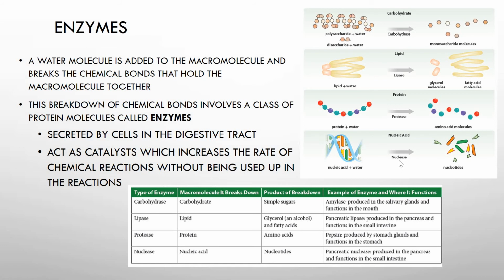A lot of different enzymes also end with ase in their ending, and the first part of their name is usually what they break down. So nucleic acid breaks down with enzymes called nuclease. Now, what they break down into: complex carbs will break down into simple carbs to be absorbed. Lipids can break down into glycerol and fatty acids to be absorbed. Proteins get broken down into amino acids to be absorbed, and nucleic acid gets broken down into nucleotides to be used for RNA and DNA production.